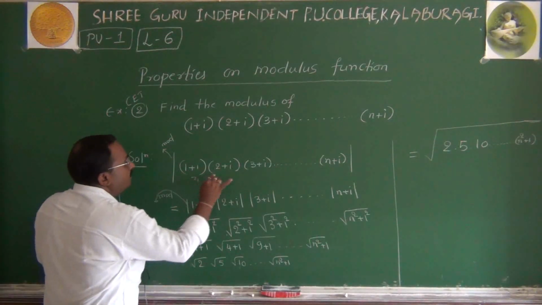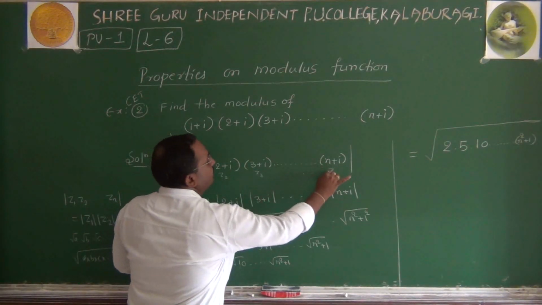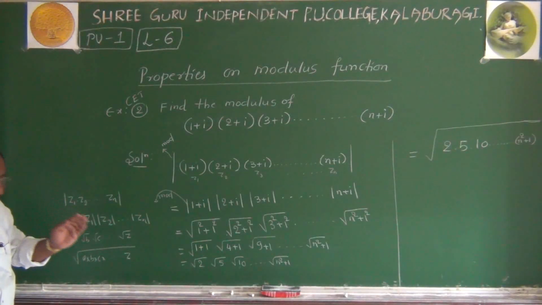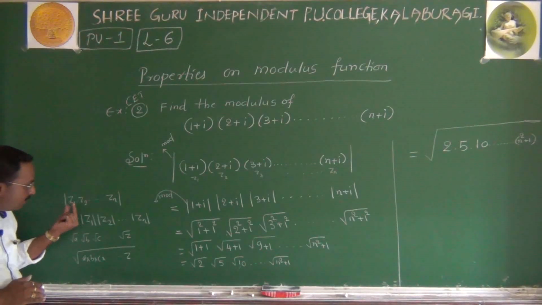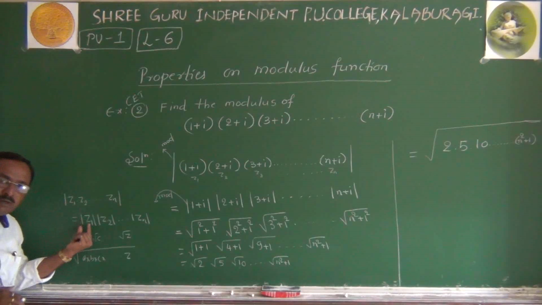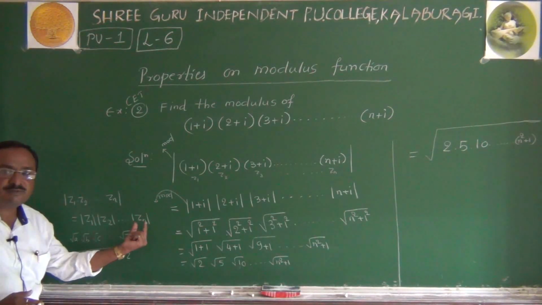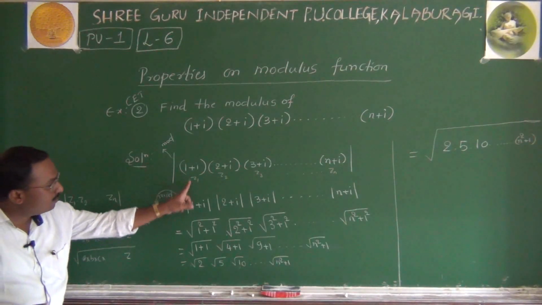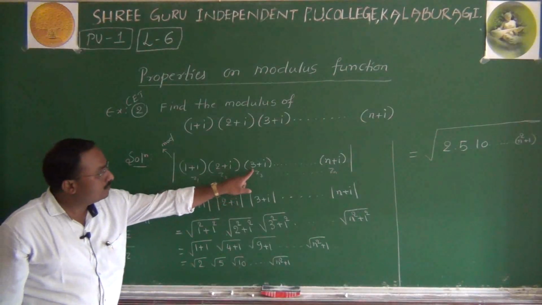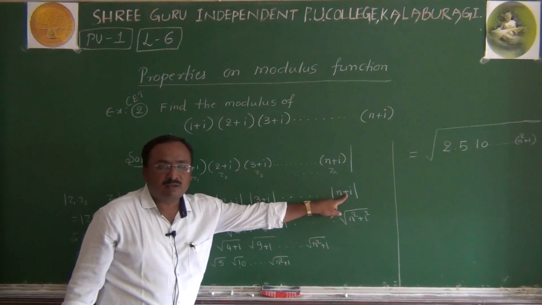This is Z1, this is Z2, this is Z3, this is Zn. We know the property of modulus: the modulus of Z1 into Z2 into Z3 up to so on Zn is what? The product of the modulus of Z1, modulus of Z2, modulus of Z3, modulus of Zn. That is modulus of 1 plus I, modulus of 2 plus I, modulus of 3 plus I, up to so on modulus of n plus I.